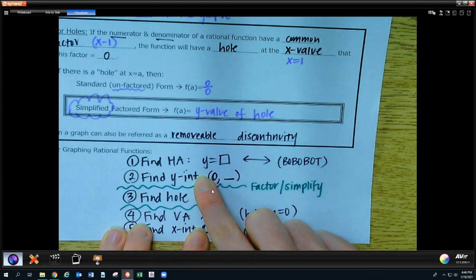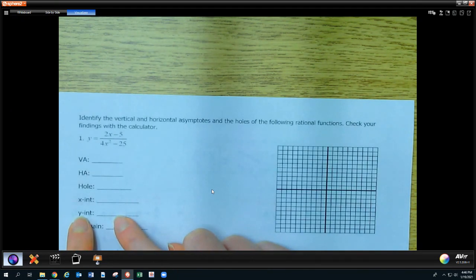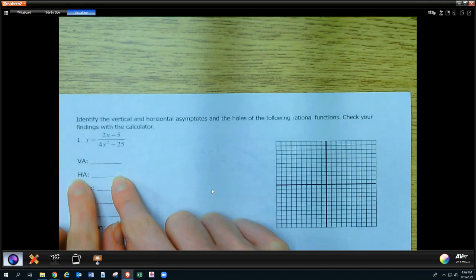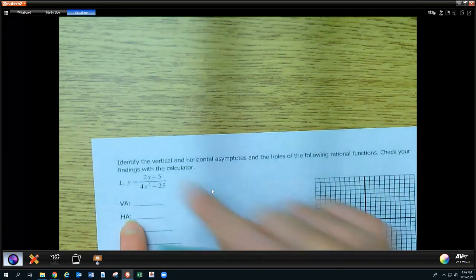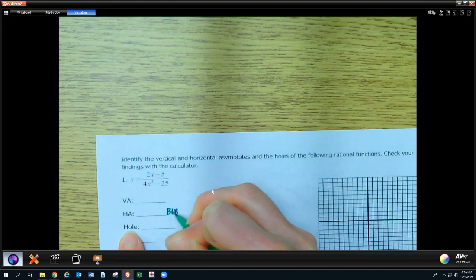All right, so remember, when we are graphing, find the y things first, then the hole, then the x things. And so starting with the y things, we're finding the y-intercept and the horizontal asymptote. So horizontal asymptote is HA, funny acronym. We have a degree 1 over a degree 2, so it's bigger on bottom. So y equals 0. Okay, so we can draw in the horizontal asymptote at y equals 0.